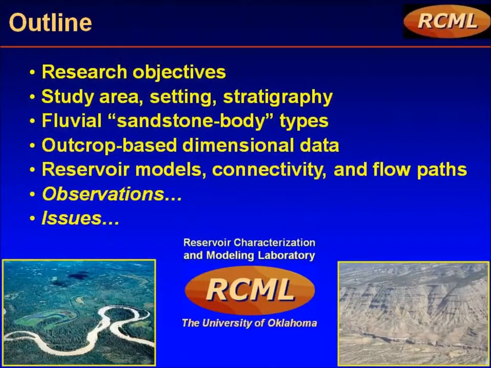As far as an outline, I'll talk about the research objectives for this study. This is work that's gone on for about the last 12 years, and we're still working on it to some degree. I'll talk about the study area, the geologic setting, and the stratigraphy. Then I'll discuss how we've tried to describe and quantify these different fluvial sandstone body types, the different types of deposits present within these meandering and braided river deposits, using the outcrop to make observations regarding the dimensions and the geometries of these deposits.